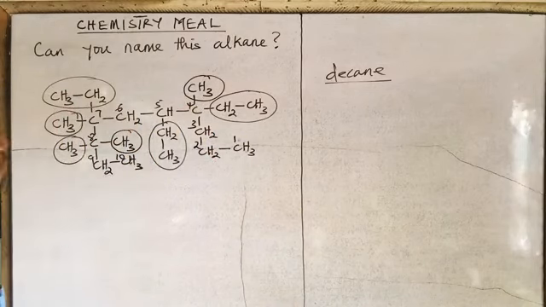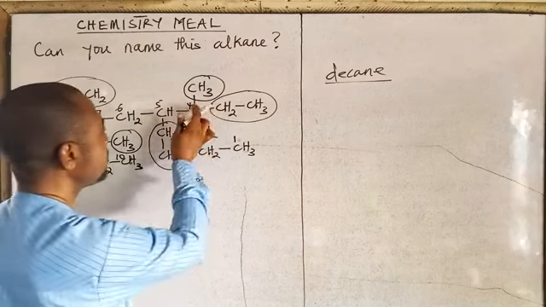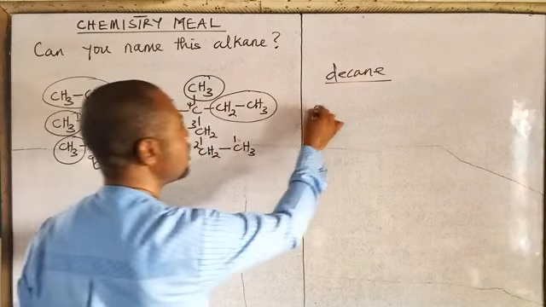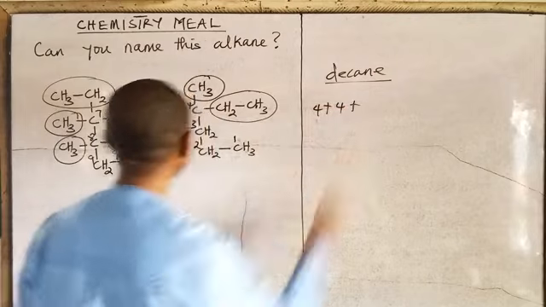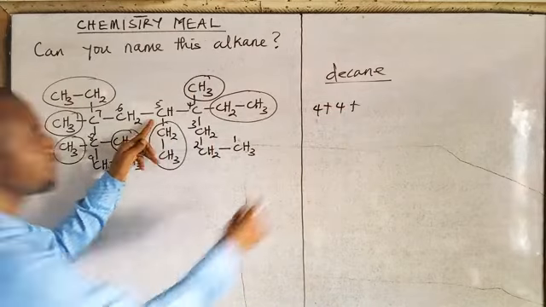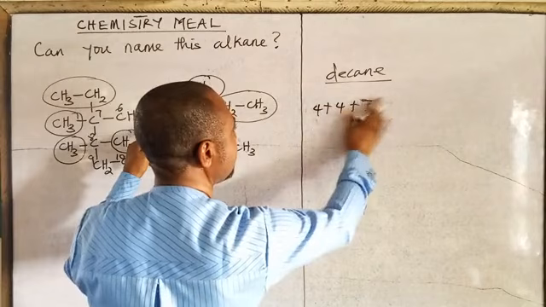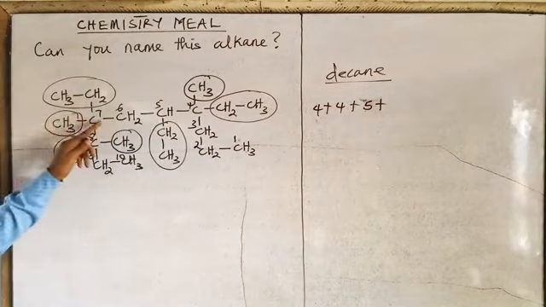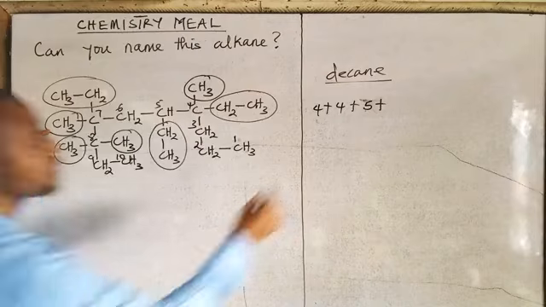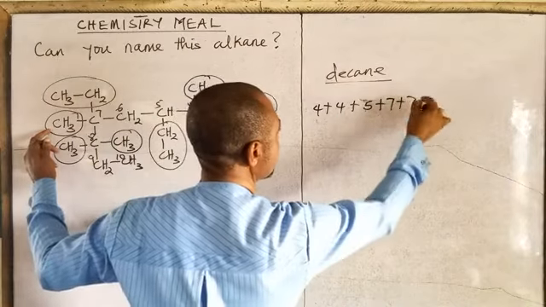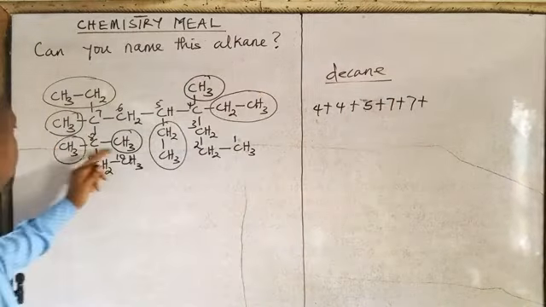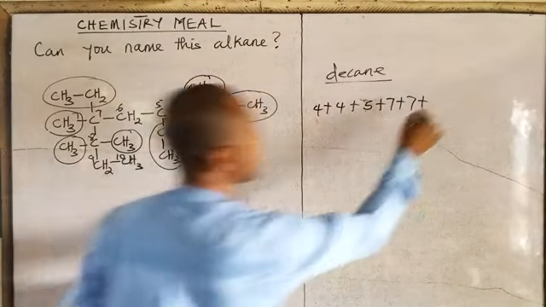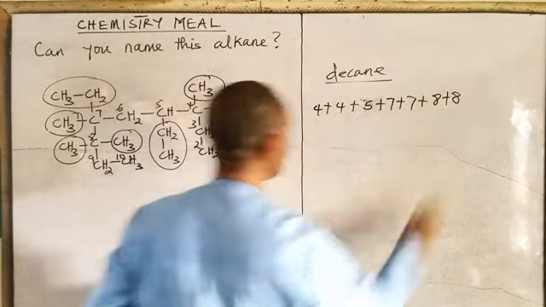Let's check the positions of the substituent groups. Coming here, this is position 4, this one also position 4. So 4 plus 4. Then this is position 5, so we have plus 5. Which other one? This is position 7, position 7. So 7 and 7. This is position 8 and 8. Plus 8 plus 8. Did we miss anyone?